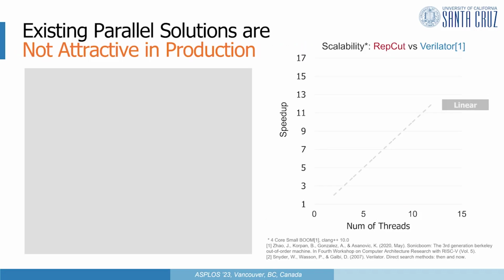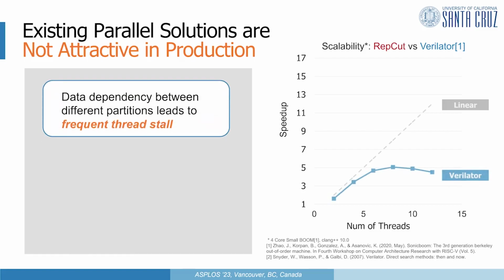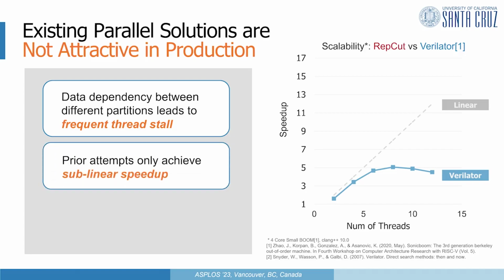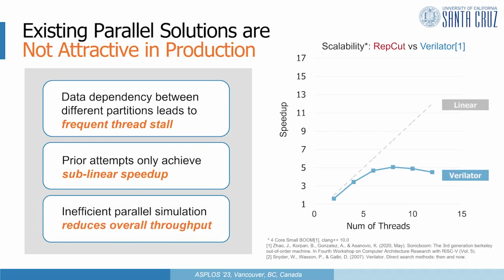Parallel RTL simulation has emerged as a promising approach. This approach involves dividing the hardware design into multiple partitions and distributing them to different threads. Our profile reveals that data dependency between different partitions leads to frequent thread stall. Previous work only achieves sublinear speedup. Inefficient parallel simulation reduces overall throughput. As a result, parallel solutions have not been successfully adopted in production environment.